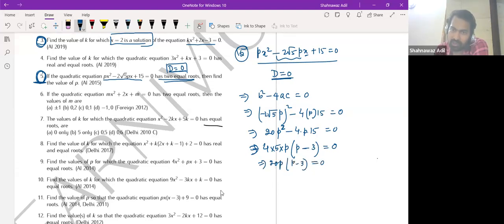So 20 cannot be 0, which means p is 0 or p minus 3 is 0, so you have p equal to 3. But for the case of p equal to 0, if I put the p value to be 0, then you get 15 equal to 0, which is not possible. So this is discarded and we have this one. Understood, Amar? Okay, good everyone.